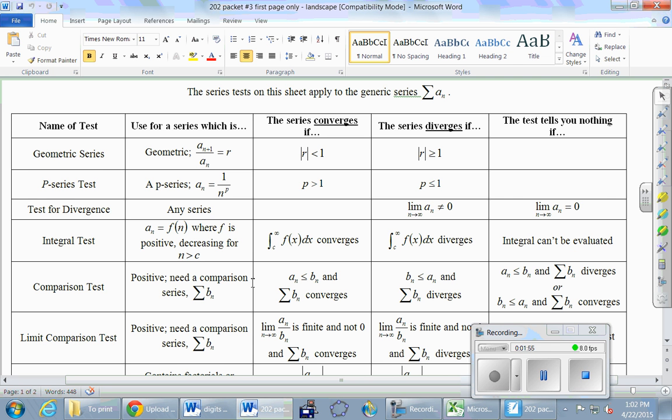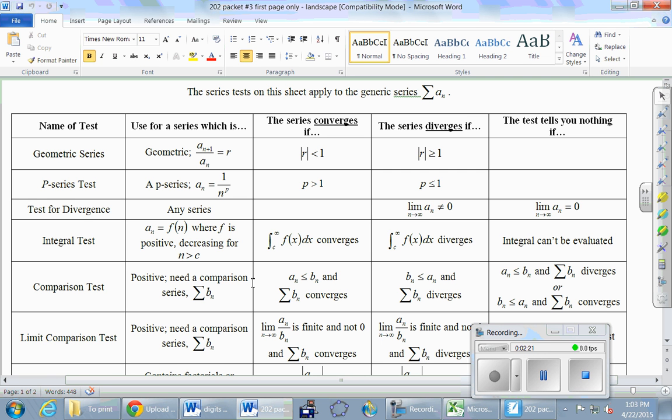Okay, so let's take a look. If I've got one, I'll give it to you. Otherwise, you can print it. All right, so let's take a look at this sheet here. You will have this sheet with you on the quizzes and the tests and the final, but you've got to know how to use it. So let's take a look at the tests that we've already seen, make sure we're solid and that we can use this sheet. So, geometric series.